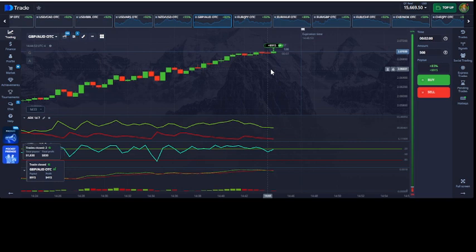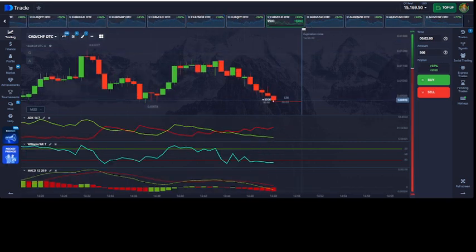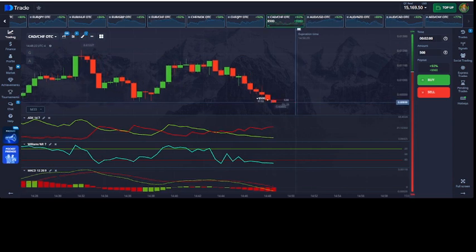Okay, so all 3 trades were in the money. Okay, so I'm on the Canadian dollar Swiss franc OTC pair, and I just took a sell trade here. And the reason why I took the sell trade is, first of all, the price action is showing a start of a bearish trend here.